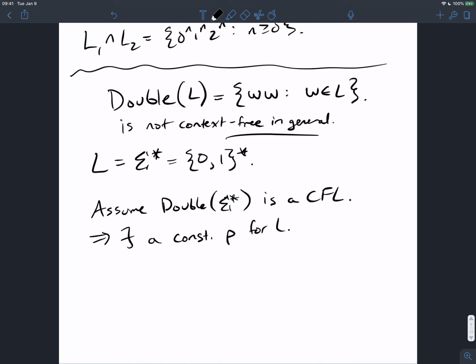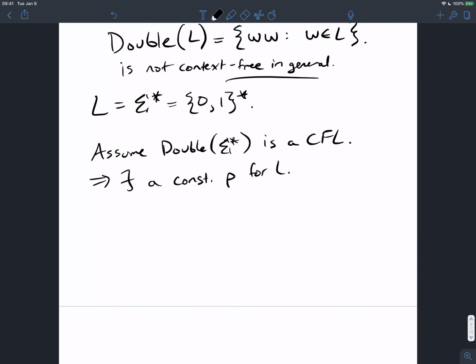You gotta pick a string with, again, I know I'm being insistent, but I swear people mess this up more than you think. What two properties of the string do we need? It's in the language and length at least P. So I'm going to suggest for you a bad string. So don't pick this string. I'm going to pick 0 to the p followed by 0 to the p.